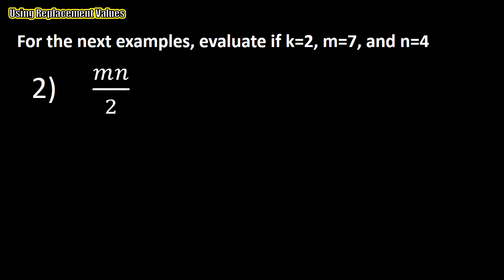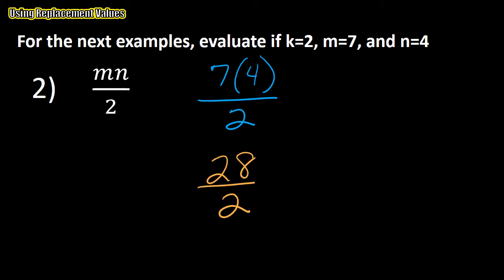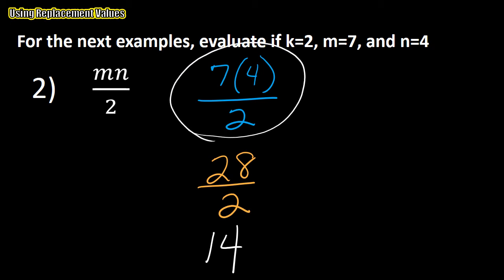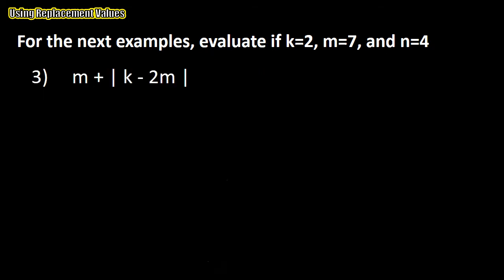Then I did the order of operations one step at a time. Here we're given this one, mn over 2. Let's rewrite it with the replacement values. M is 7, n is 4, and it's all over 2. I'm going to do everything in the numerator first. So 7 times 4 is 28 over 2, and then 28 divided by 2 gives me 14. You can see I showed that step of the replacement values, and then I did one step at a time using order of operations.